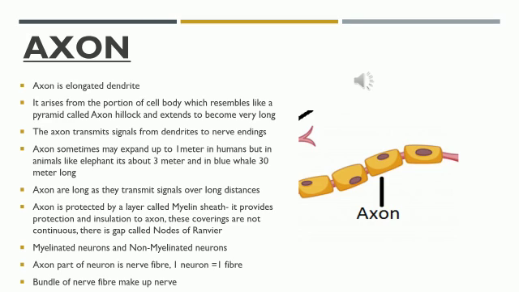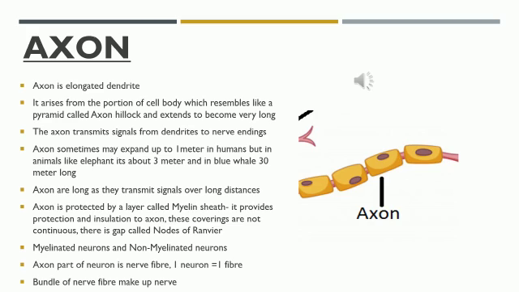And next, axons are long as they transmit signals over a long distance. So it depends on the length of the axon. If the axon is lengthy, it transmits the signals for a long distance, just like wires transmitting signals. Okay, the axon is protected by a layer.